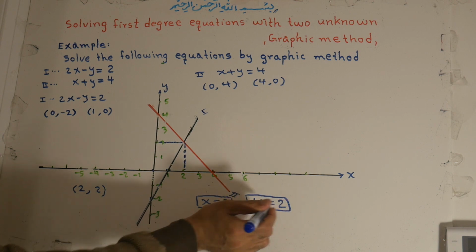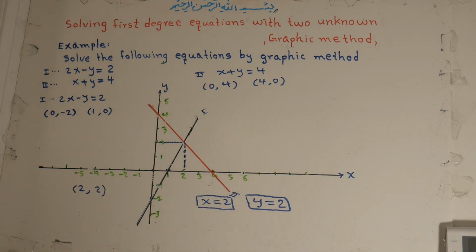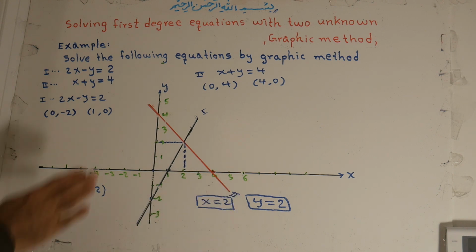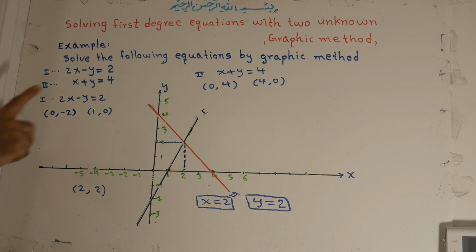Now if we solve the same problem by the other methods that we already discussed, like the elimination method, substitution method, determinant method, or other methods, we will receive the same answer. This is the method of solving by the graphic method.